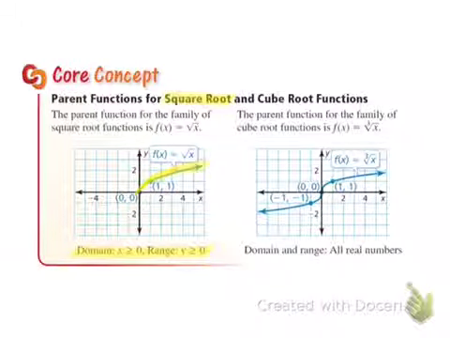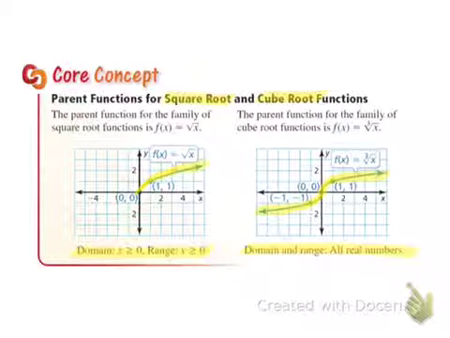The parent function for the cube root function looks like this right here. And it goes through 0, 0, negative 1, negative 1, 1, 1. Our domain and range are both all real numbers.